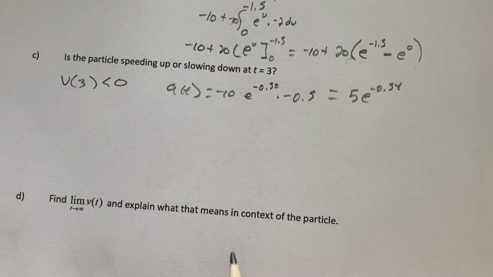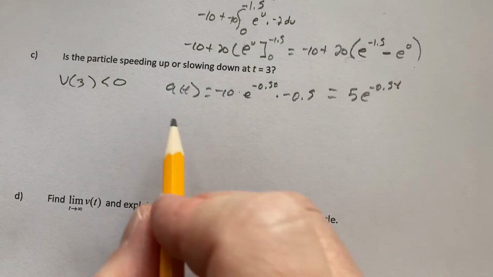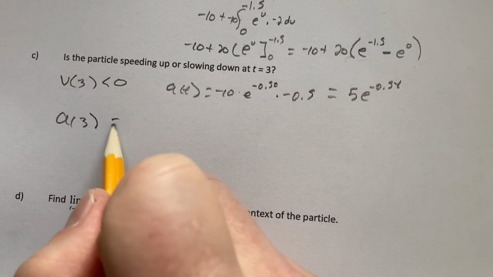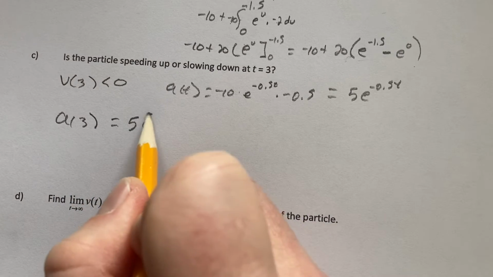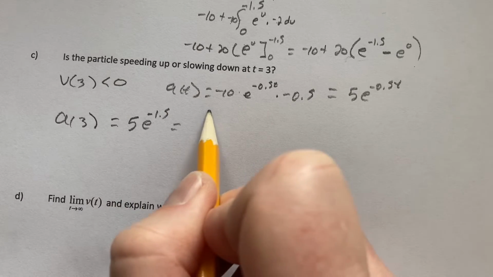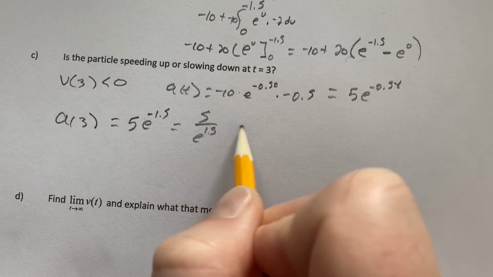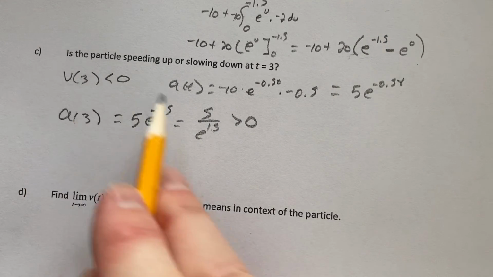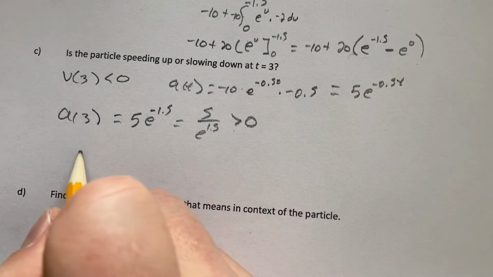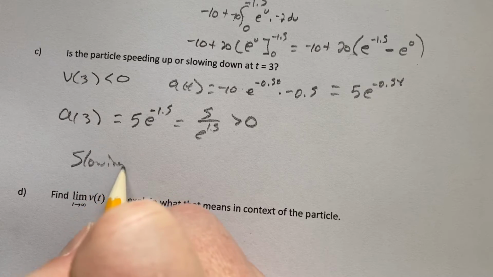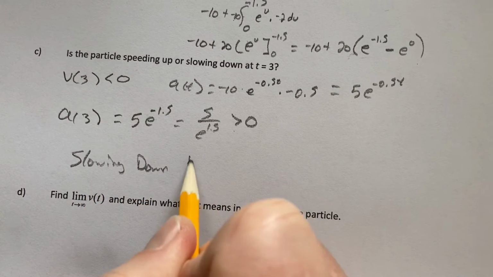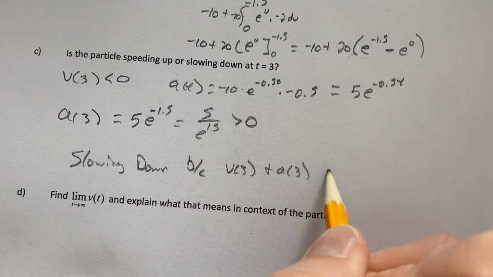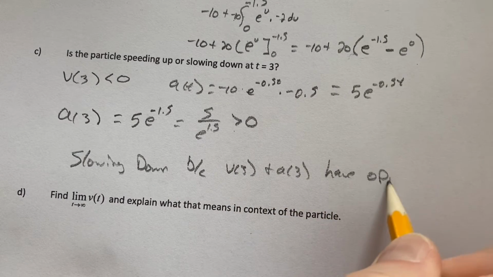That's my acceleration. Now, the acceleration at 3 seconds is equal to 5 times e to the negative 1.5, which is 5 over e to the 1.5, which will be positive. So I have a negative velocity and a positive acceleration. So we are slowing down because velocity at 3 seconds and acceleration at 3 seconds have opposite signs.